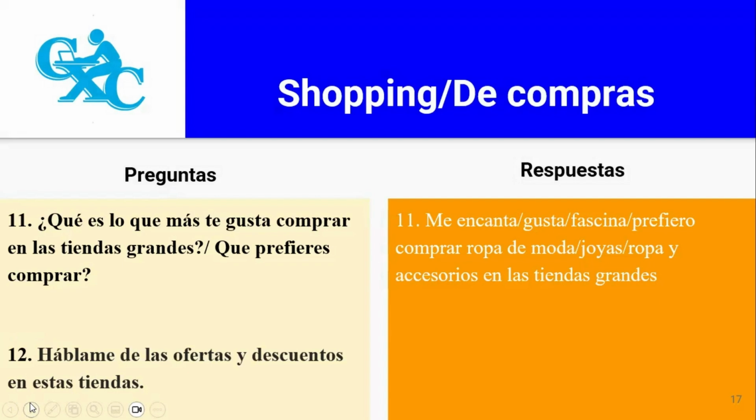Háblame de las ofertas y descuentos en estas tiendas. So what are you required to do here? So since you that would be a follow-up question. Good. So why do we like to shop at these stores? So you may be asked a question if you're asked the first one. So what are the discounts? So when you hear about ofertas, descuentos, you hear about ganga, right? Regateo, they're all talking about bargain, sale, discounts, okay? Very good. So you have to talk along those lines.